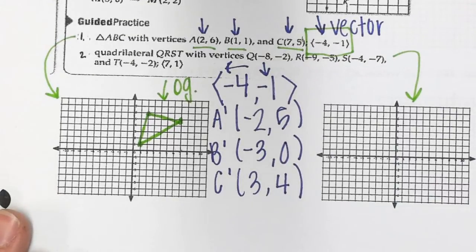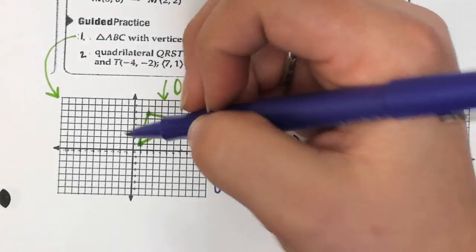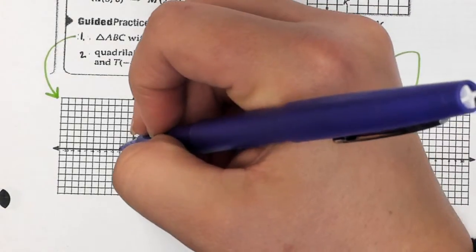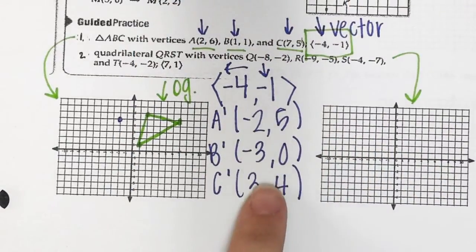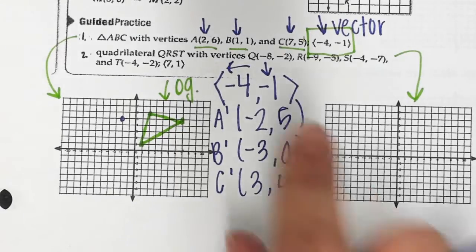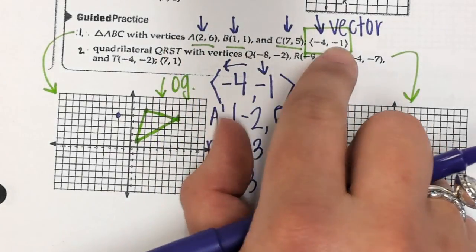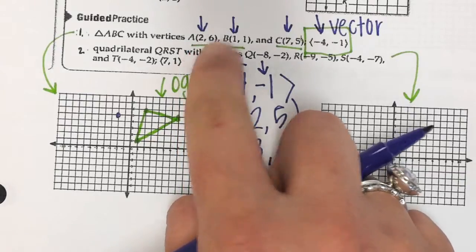So guess what we do now? Plot these points. Is that it? Yep. But I want you to be able to do this because on your test, you have to be able to say, well, it might say, if you're translating it with this vector, what is just A prime? And you have to know how to do that.